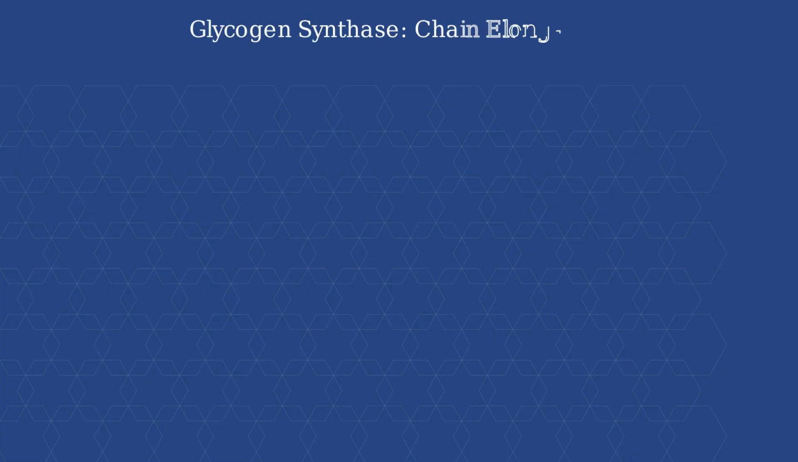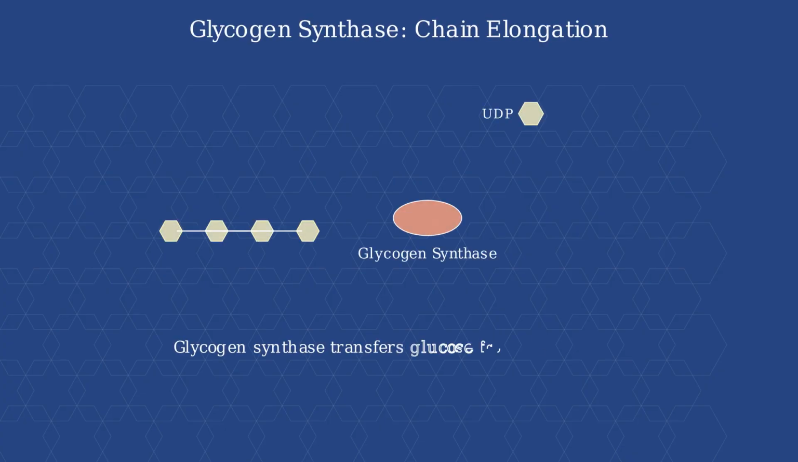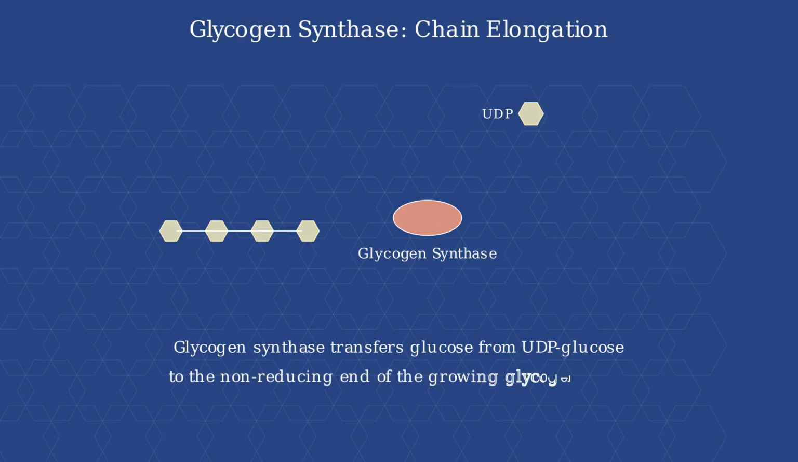Glycogen synthase is the key enzyme in glycogen synthesis. It transfers glucose molecules from UDP glucose to the growing glycogen chain. The enzyme attaches each new glucose unit to the non-reducing end of the chain.